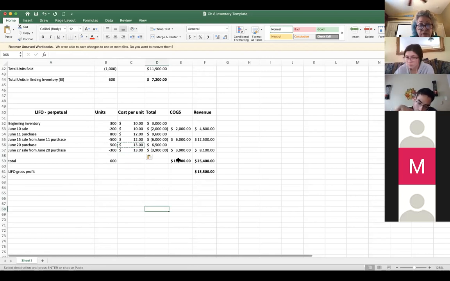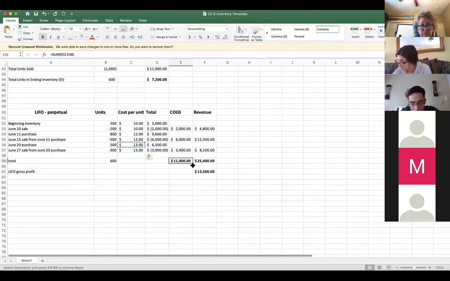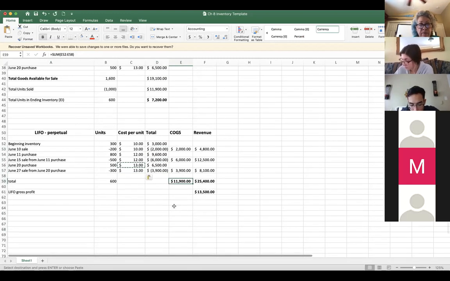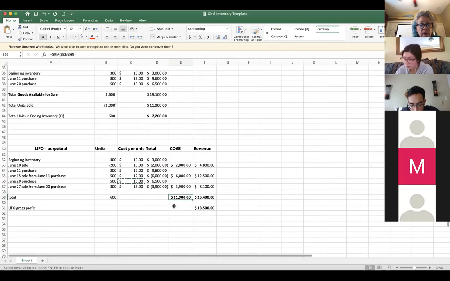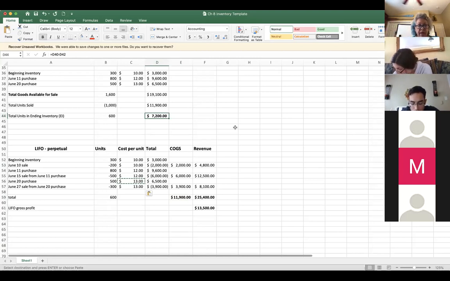So my cost of goods sold is $11,900, summing up each one of the sales that we did at its price. So my cost of goods sold is $11,900. And because I had used cell referencing, I didn't have to do all the calculations again. My ending inventory is 7,200.